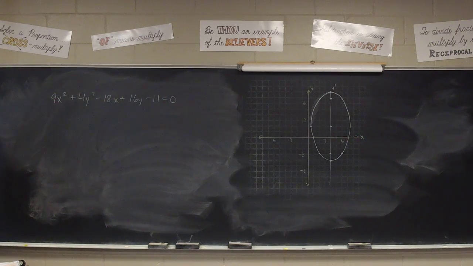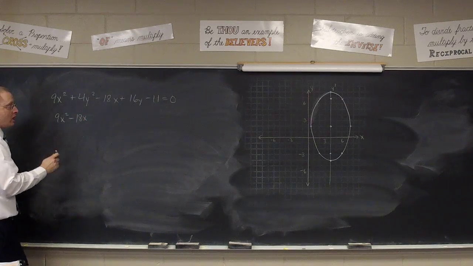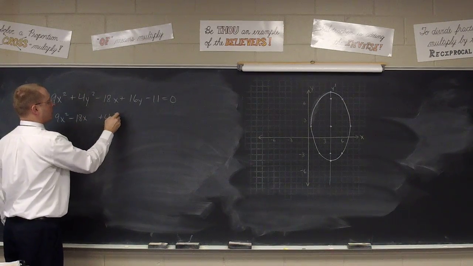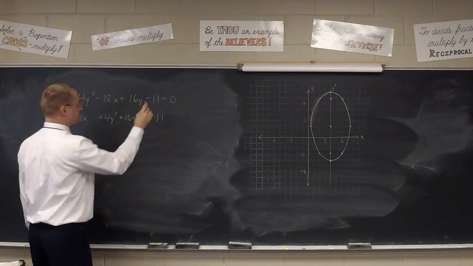Step number 1 is to group x's and y's and kick out the constant. So I'm going to put the 9x squared and the negative 18x together. I'm going to put the positive 4y squared and the positive 16y together. And we're going to kick the 11 out.